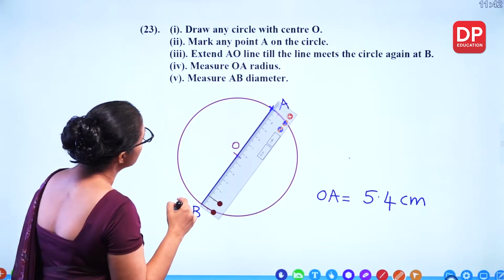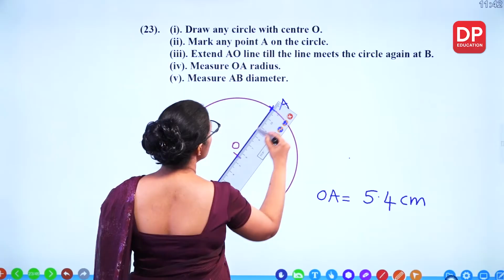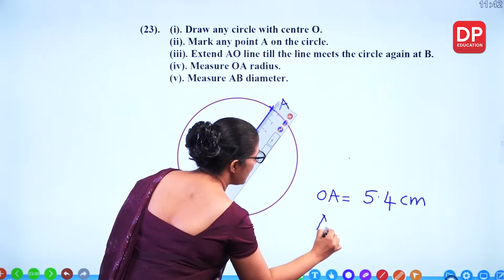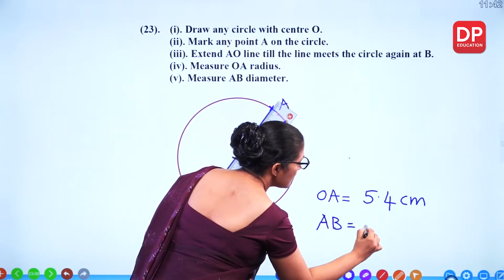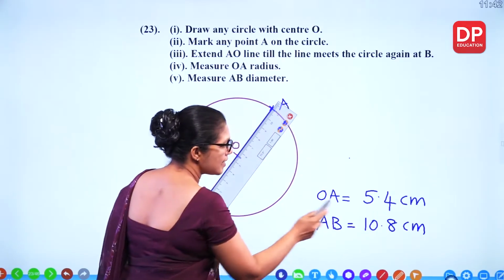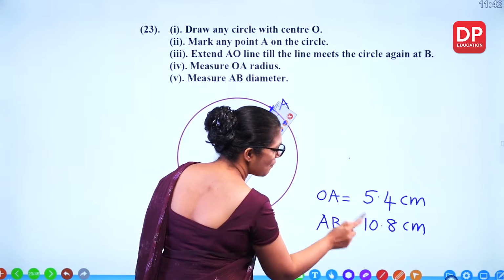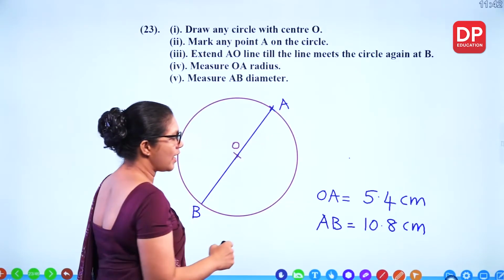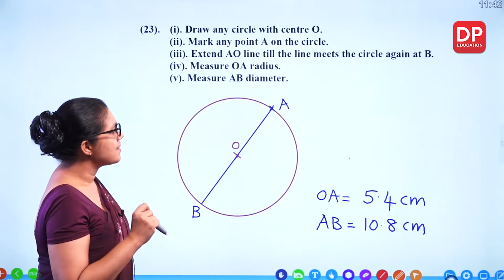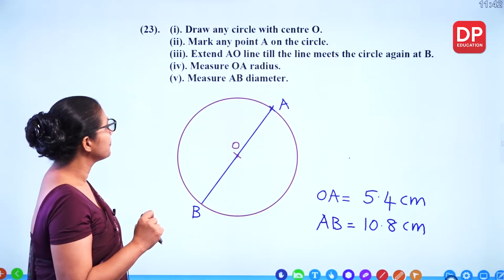Now I'll measure AB, full length. So I get here to here, 10.8. AB is 10.8. Now see whether this is twice as that. 2 times 4, 8. 2 times 5, 10. So you can see the diameter is twice the radius.